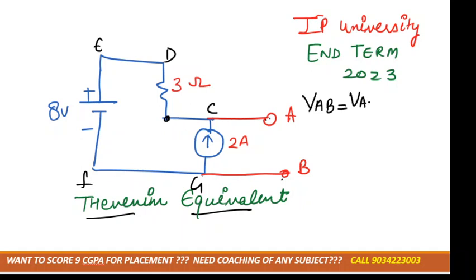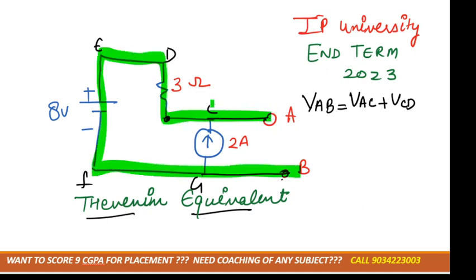So we can move from A to C, then C to D, then D to E, then E to F, F to G, and G to B. G to B nothing is there, and F to G nothing is there, so I'm not writing them. So VAC, VCD plus VDE is also blank. No resistance is there, no element is there. But E to F there is one element, so I'm writing VEF.